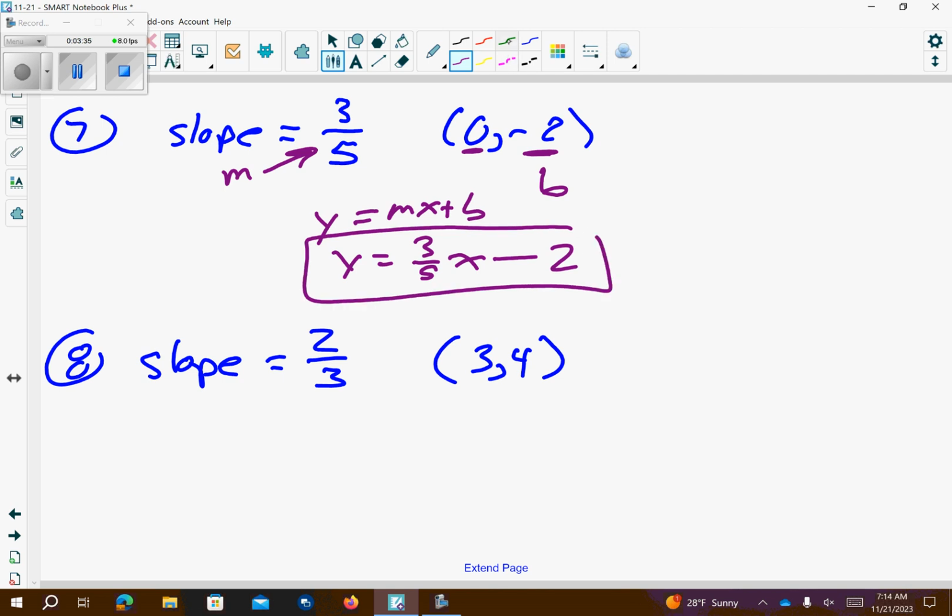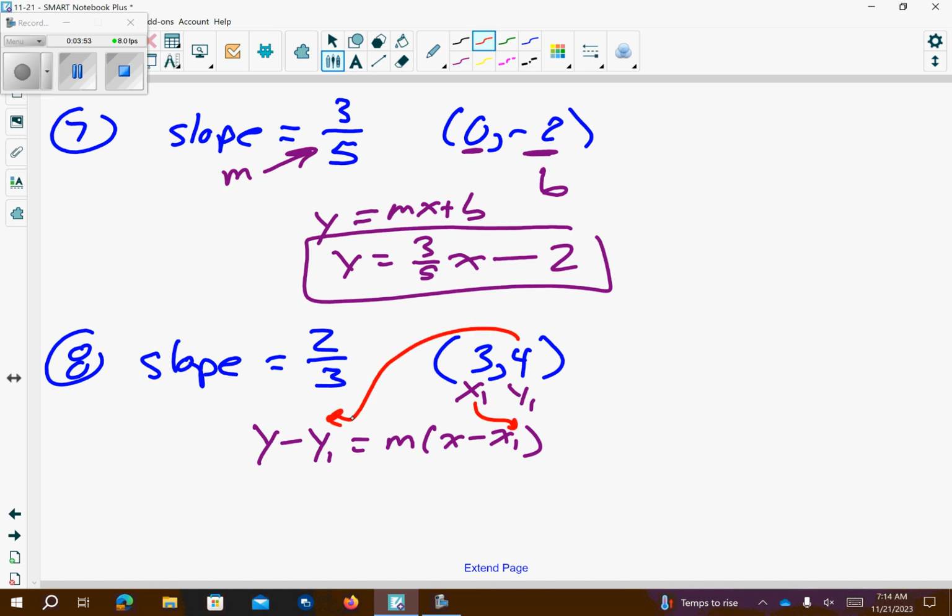Okay, now this is not the y-intercept. This is just a point, so I'm going to label this x1 and y1. I'm then going to use my point slope equation, which looks like this. And I'm going to plug my x1 in there and my y1 in there and my slope. So remember when I plug it in, so that's a minus, and then plug the 4 in. Remember the signs are going to change.